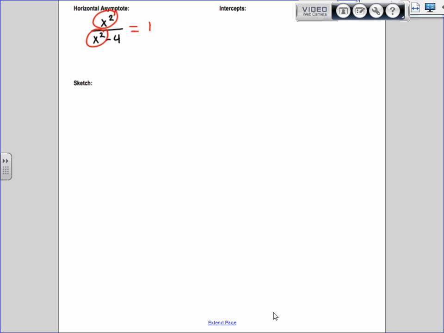All right, intercepts. So if I'm finding the x-intercept, I plug in 0 for y. So that means my original is going to be equal to 0. So 0 equals x squared over x squared minus 4. I have a fraction equaling 0. The only way that's happening is if my numerator is equal to 0. So if x squared equals 0, I get x equals 0. So that's the point (0, 0). That's both an x-intercept and a y-intercept.